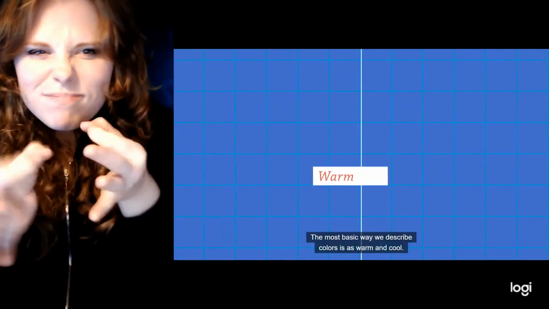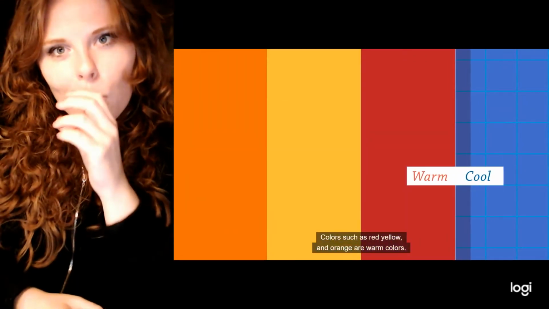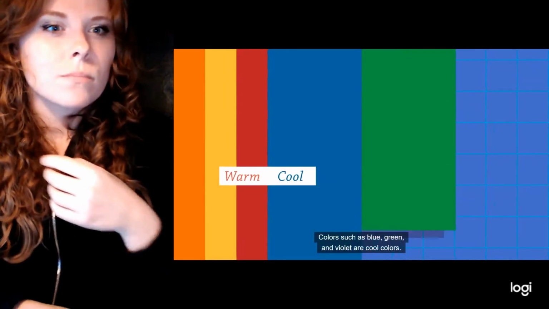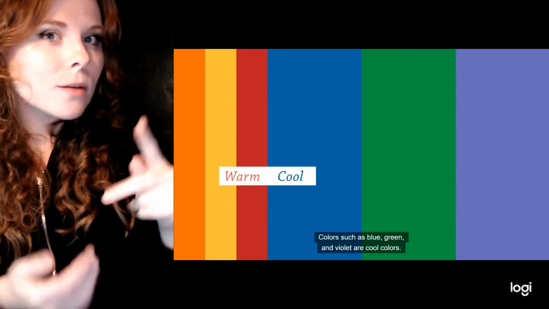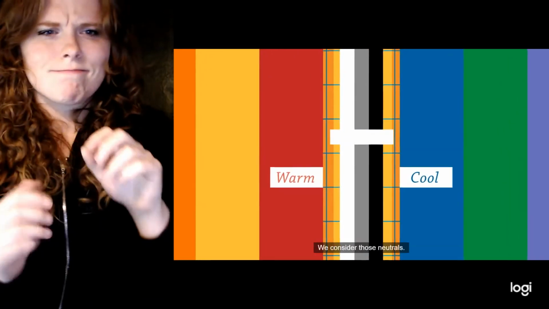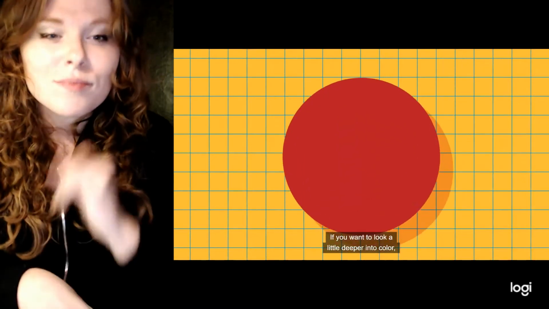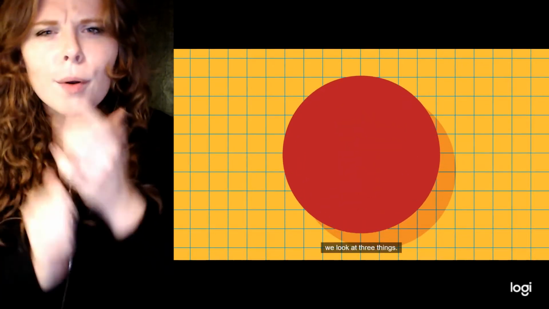The most basic way we describe colors is as warm and cool. Colors such as red, yellow, and orange are warm colors. Colors such as blue, green, and violet are cool colors. White, black, and gray aren't warm or cool. We consider those neutrals.